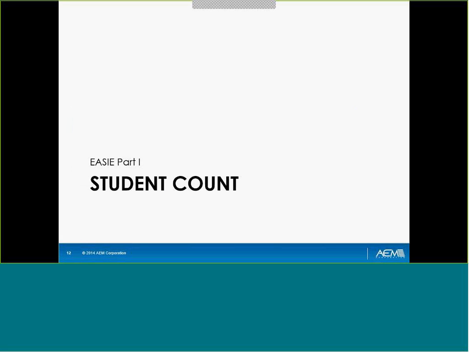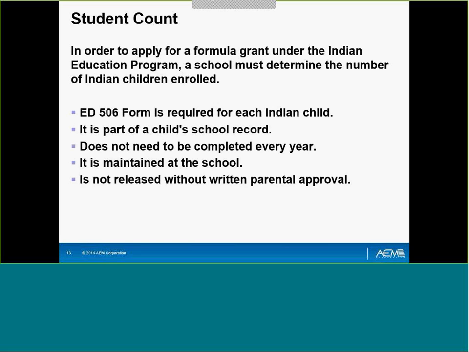Now to the student count data that you will be submitting in Part 1 of the application. In order to participate in the Title VII Indian Education Formula Grant Program, eligible applicants must determine the number of Indian children enrolled and must have a minimum of 10 eligible Indian students enrolled in the district during our specified count period. You need to have a completed student eligibility certification form, which is also known as the ED 506 form, for a student to include that student in their Indian count.